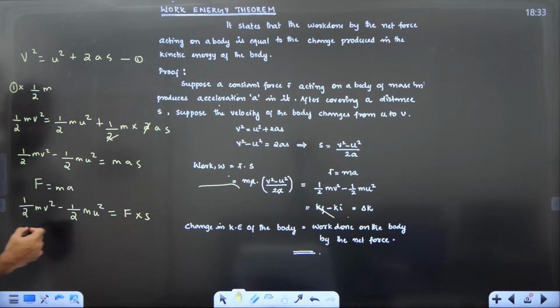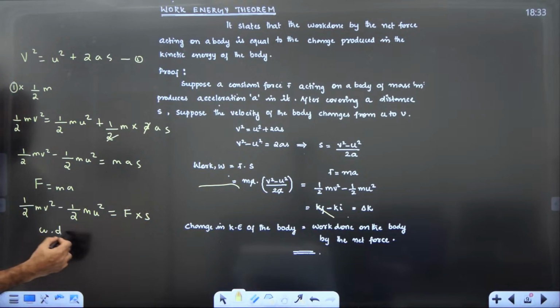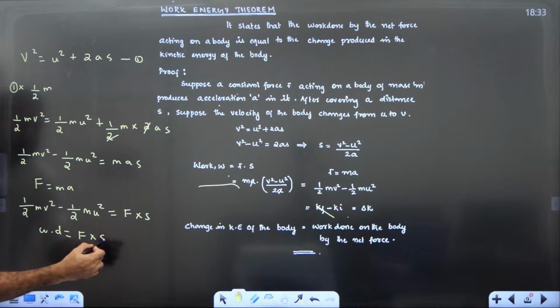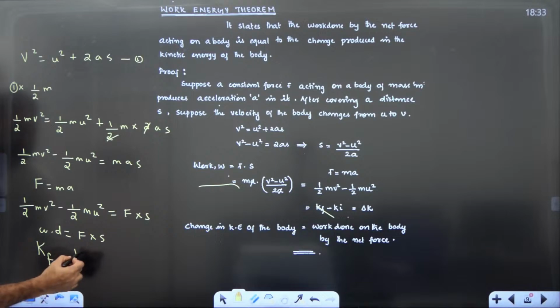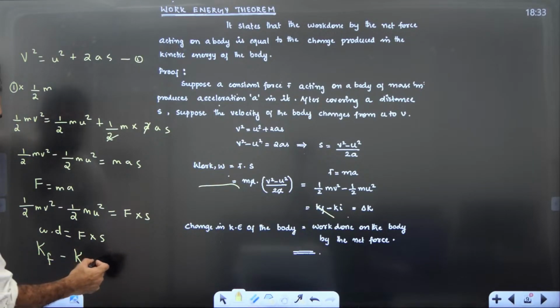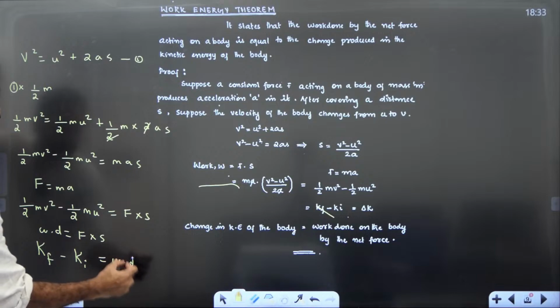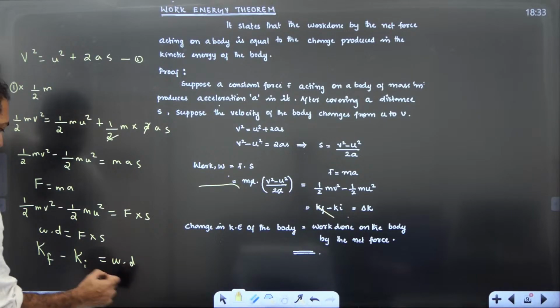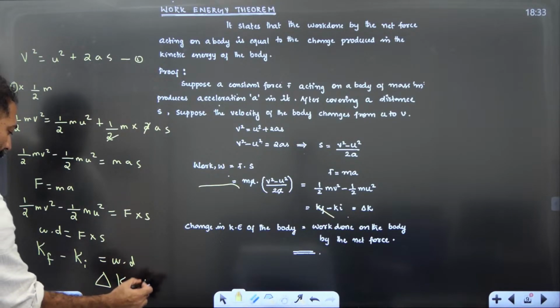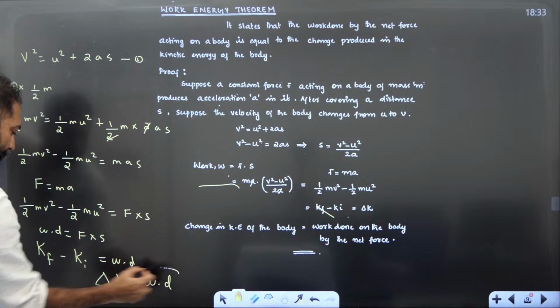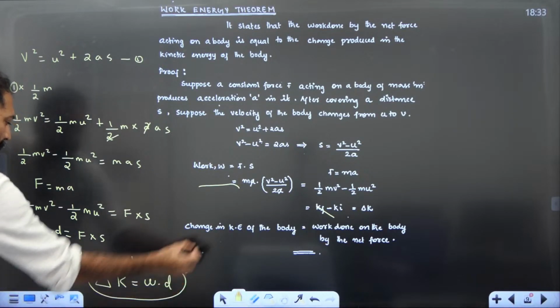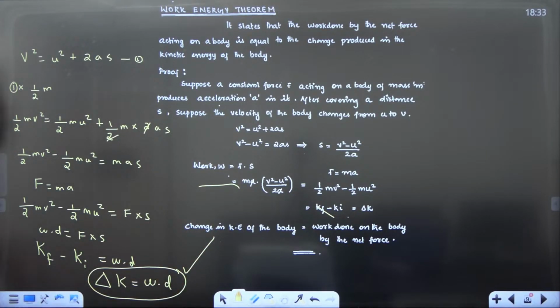We know that work done equals Fs. So half mv square is what? Final kinetic energy. Half mu square is what? Initial kinetic energy. So final kinetic energy minus initial kinetic energy is equal to work done. That means change in kinetic energy is equal to work done. This is the work energy theorem.